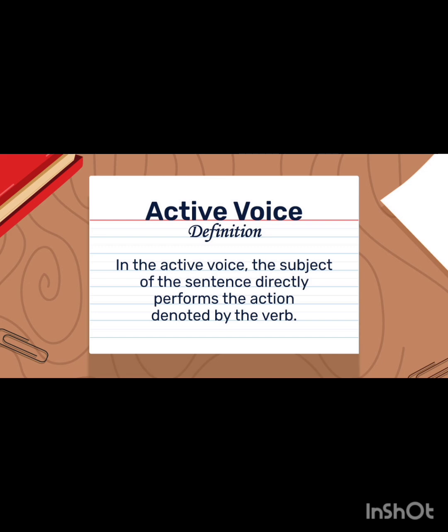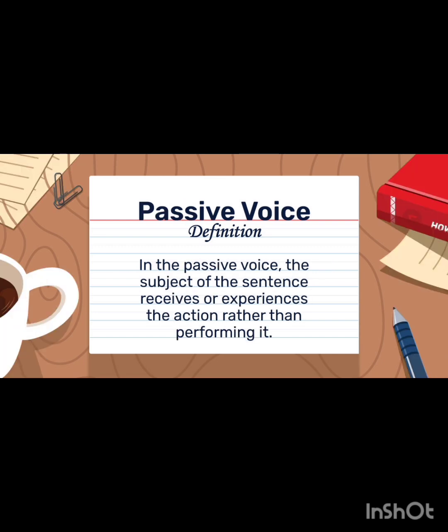Next, we have passive voice. What is a passive voice? The students are taught by me. You can get this example. First, check the definition. In the passive voice, the subject of the sentence receives or experiences the action rather than performing it. So, the students are taught by me. Here, students becomes the subject, and this has been acted upon.